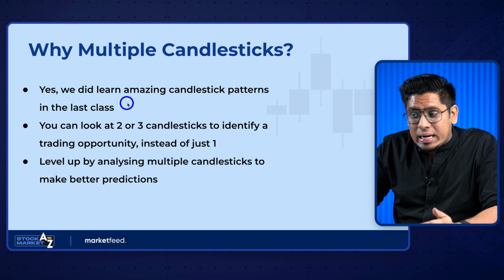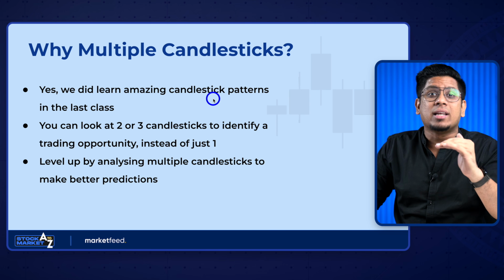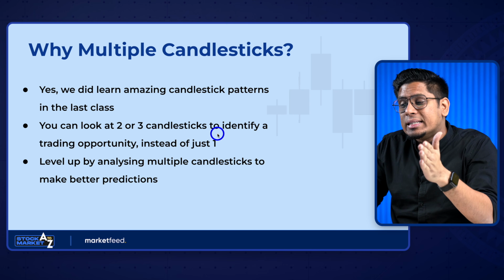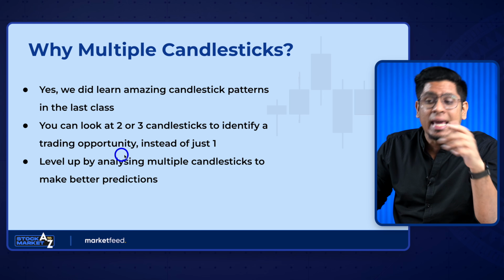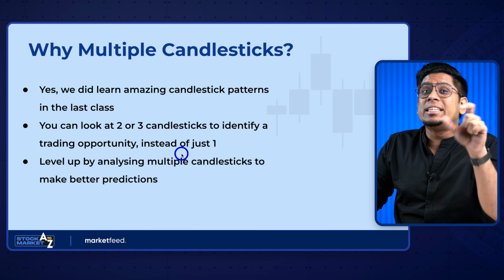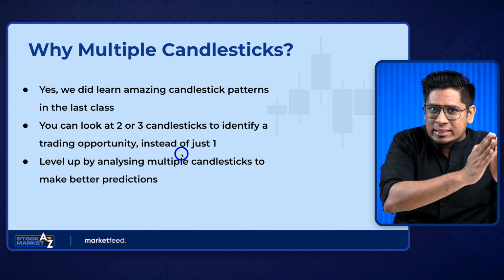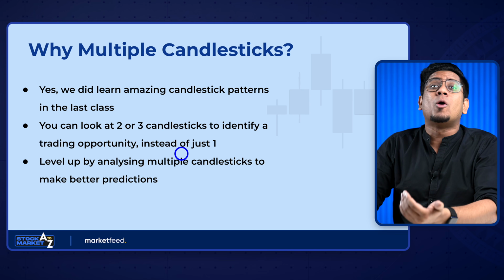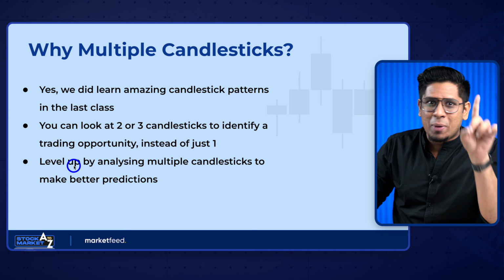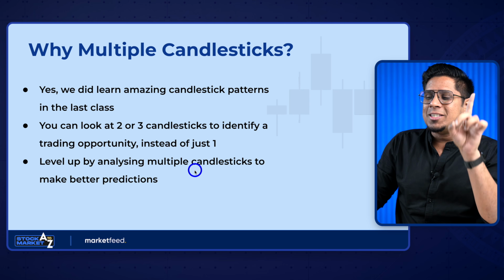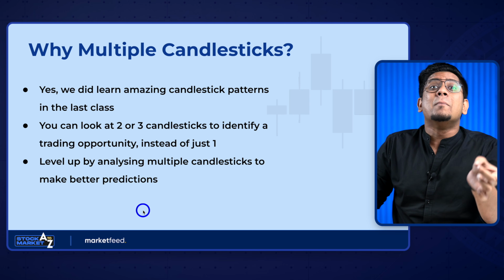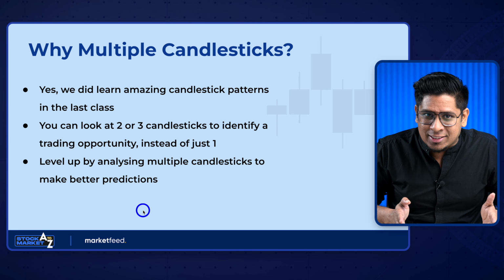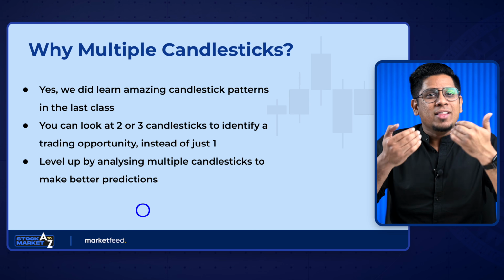So we did learn amazing candlestick patterns in the last class. Again, make sure you watch the video, right? Now you can look at 2 or 3 candlesticks to identify a trading opportunity instead of just one. Instead of looking into just one candlestick, look into 2 or 3 candlesticks, which tell us a larger, better, high probability story, right? So we are basically leveling up by analyzing multiple candlesticks to make better predictions. Amazing, right? As good technical analysts, in order to become better traders, that is what we need.